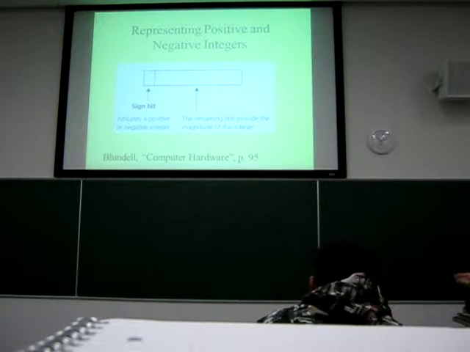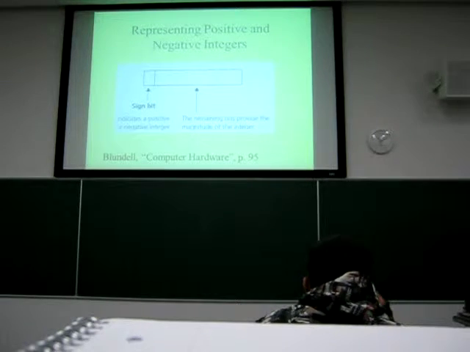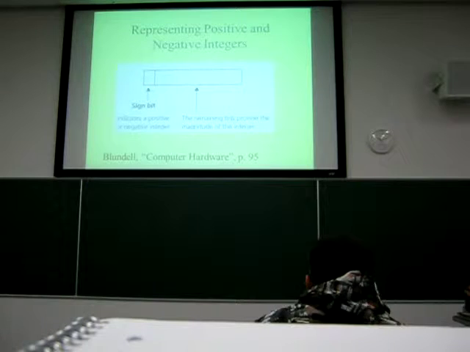Typically, we have, let's say, an 8-bit number. The 7th bit represents the sign. So, for example, if it is a negative number, the sign will be 1, whereas if we have a positive number, maybe that sign will be 0. Okay?